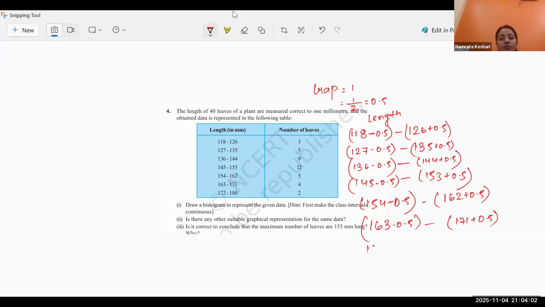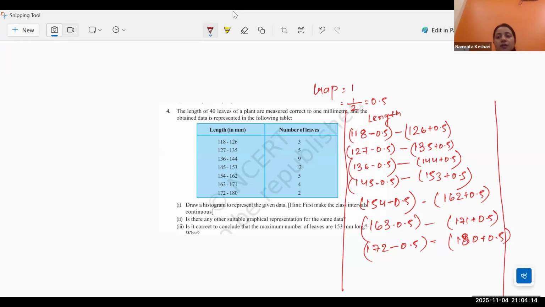172 minus 0.5, and 180 plus 0.5. You can create one more table like this where you are showing all this. Okay, calculation part. Number of leaves will not change at all. It will remain the same. So you can just copy paste that: this is 3, this is 5, next is 9, then 12, 5, 4, 2.